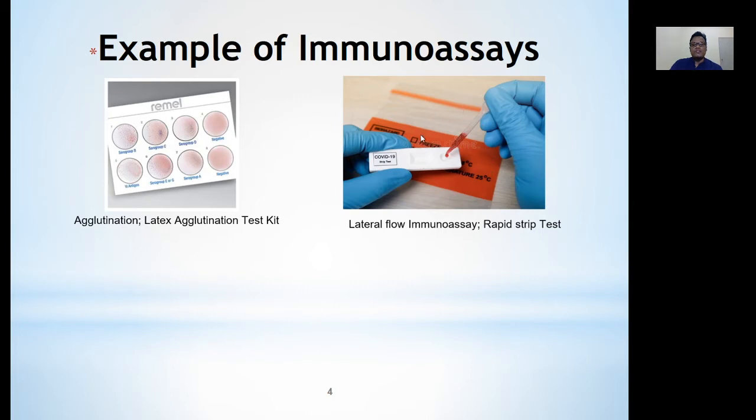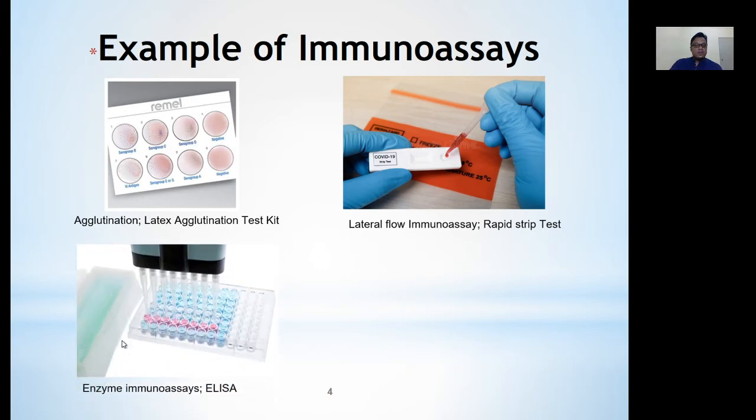If we are looking for antibody against COVID-19, this test strip is for COVID-19. If we are detecting early pregnancy, you will have antibody against human chorionic gonadotropin hormone, the hormone that is released in early pregnancy. Or any other pathogens or antigens. Same thing here, we just change the specific antigen or antibody.